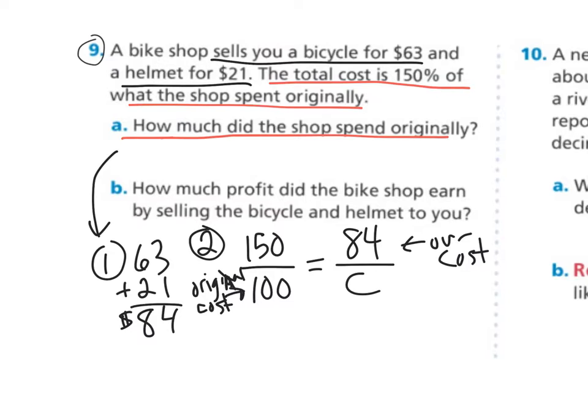So this problem, we can look for a pattern here going towards the variable. If we go from 150 to 100, if you take 150 divided by 100, it would be 1.5. The question, are they multiplying or dividing? Well, the number is getting smaller, so they're actually dividing by 1.5. So if you take 84 divided by 1.5, that would give you what the cost was for the store, which should be $56.